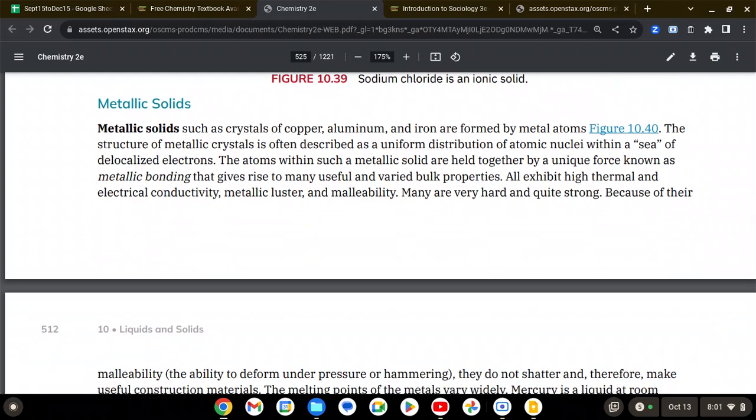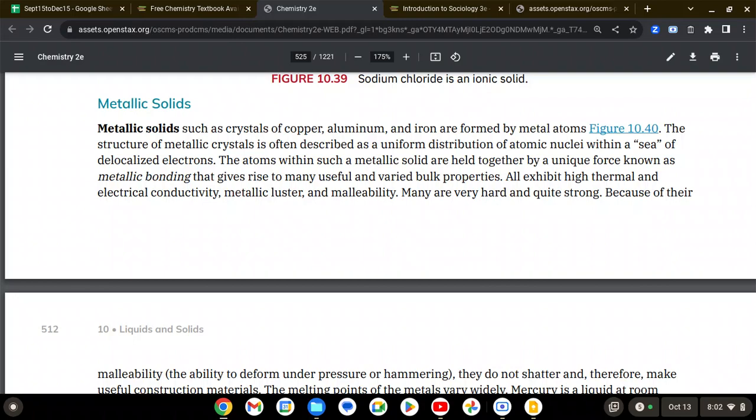Metallic solids. Metallic solids, such as crystals of copper, aluminum, and iron, are formed by metal atoms. The structure of metallic crystals is often described as a uniform distribution of atomic nuclei within a sea of delocalized electrons. The atoms within such a metallic solid are held together by a unique force known as metallic bonding that gives rise to many useful and varied bulk properties.